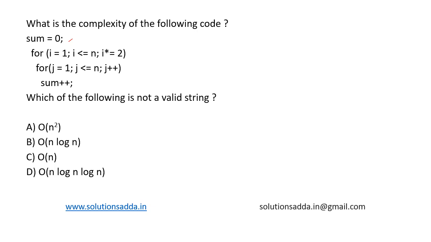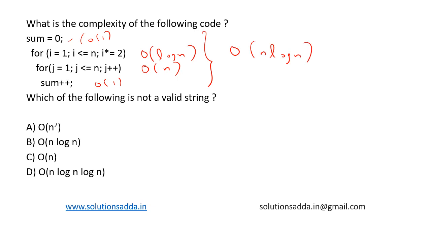First of all, let's try to find out the time complexity of the code. This statement would take order of 1 time, the outer loop would run for order of log n time, and the inner loop would run for order of n time, and this would take order of 1 time. So in total, the time complexity would be, in the worst case, order of n log n.